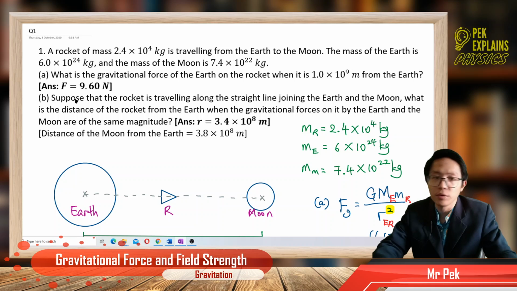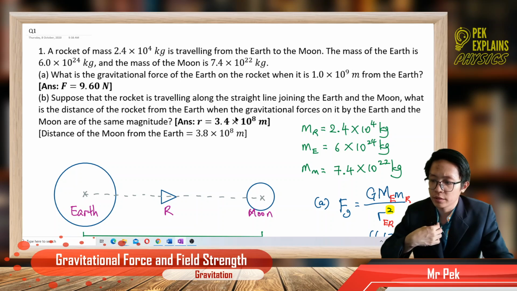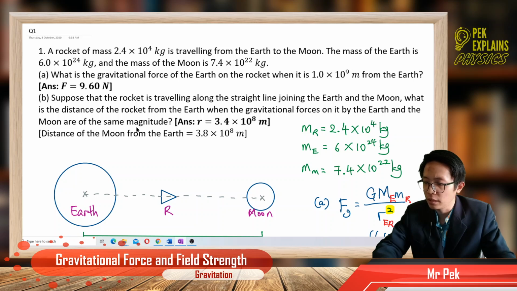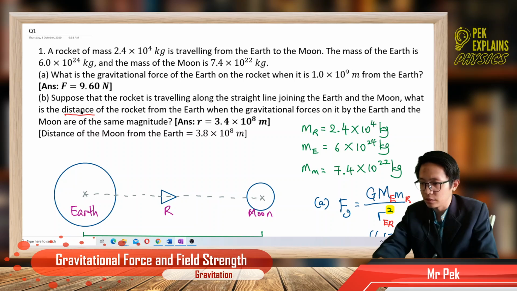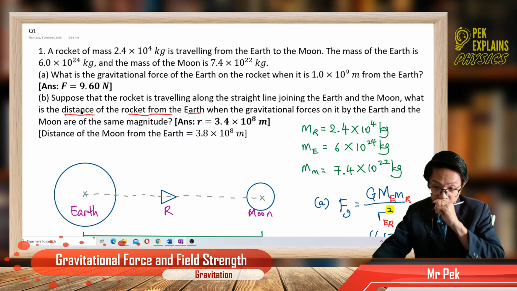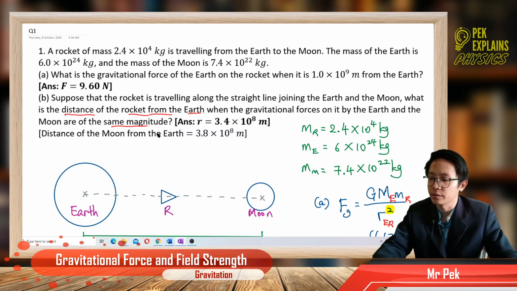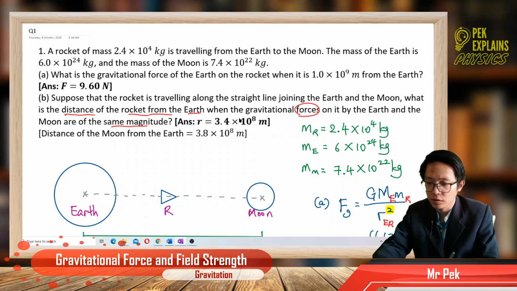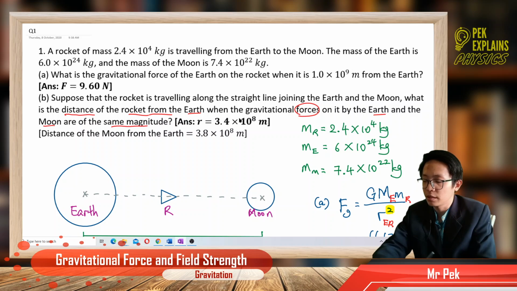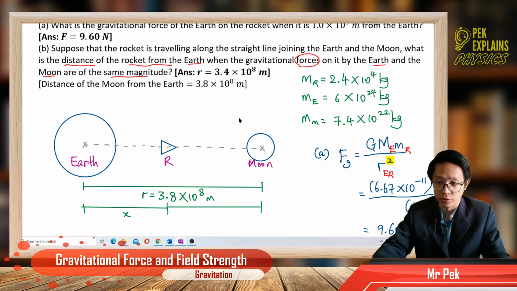Now, suppose that the rocket is traveling along the straight line joining the Earth and the Moon. Between Earth and Moon, what is the distance of the rocket from the Earth when the gravitational forces on it by the Earth and the Moon are of the same magnitude? So we want to find the distance of the rocket from the Earth. He says the forces by the Earth and the Moon are of the same magnitude. That means the resultant force is 0.